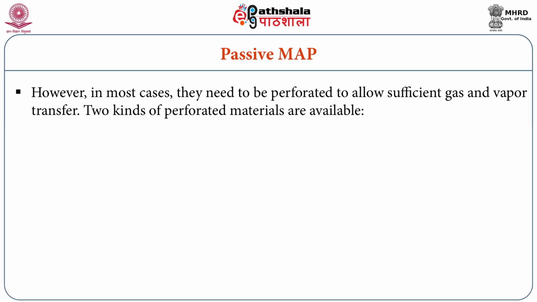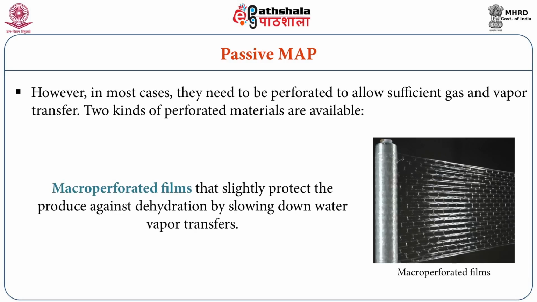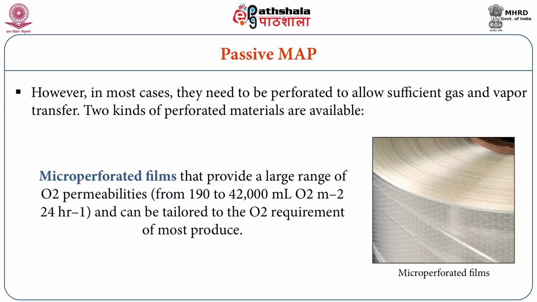However, in most cases they need to be perforated to allow sufficient gas and vapor transfer. Two kinds of perforated materials are available. The first is macro perforated films that slightly protect the produce against dehydration by slowing down water vapor transfers, and the other is micro perforated films that provide a large range of oxygen permeabilities and can be tailored to the oxygen requirement of most produce.